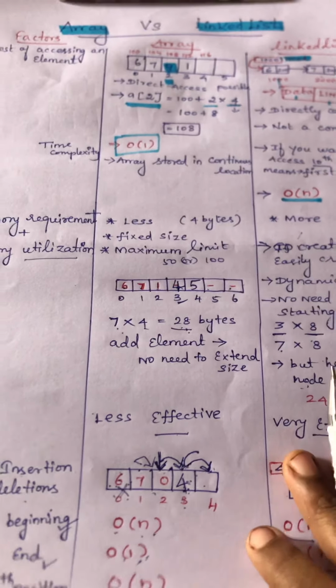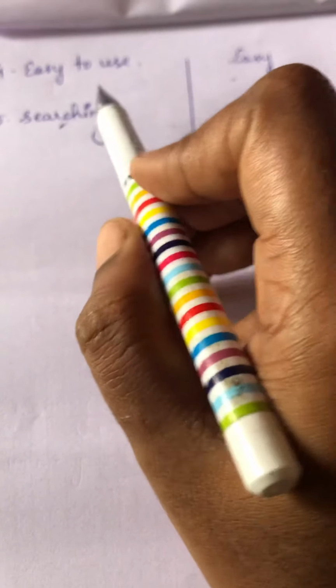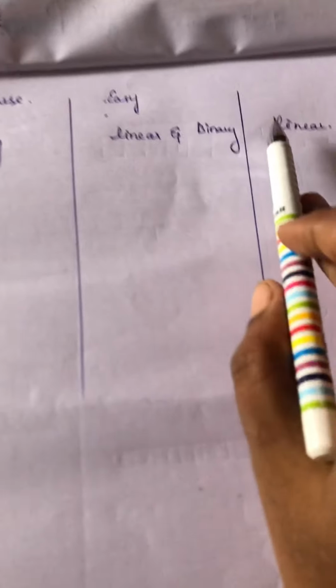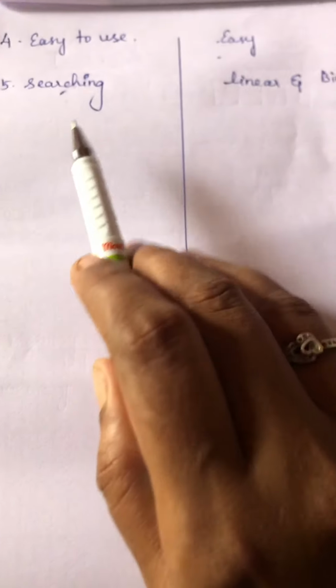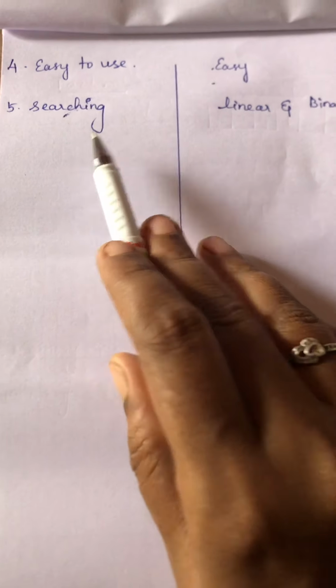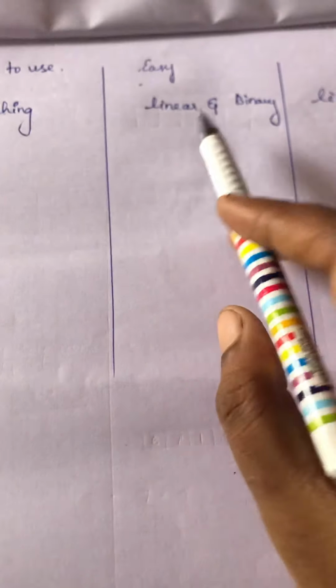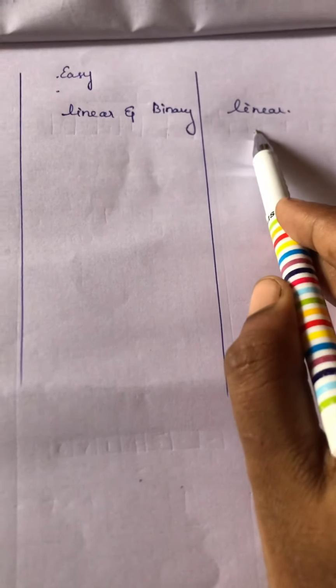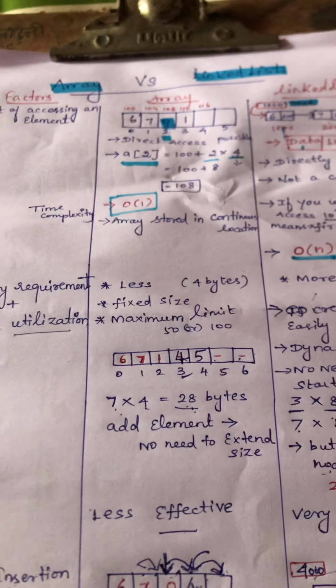Okay, is it clear? Then the next one is easy to use. The array is very easy compared to the linked list. In the searching process, the array supports linear and binary search. In the linked list, we can only perform linear search. Okay, is it clear to you? Okay, thank you.